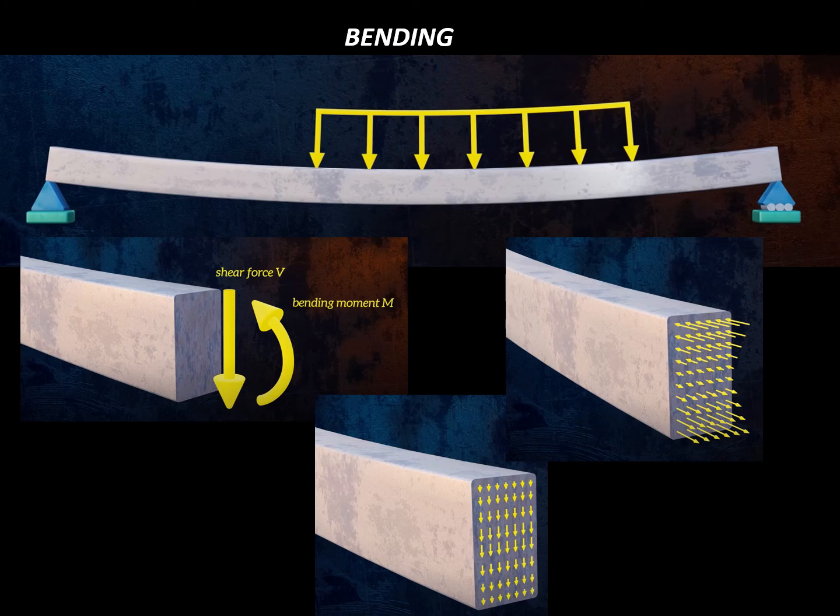So if you look at the arrows in this image, the ones on the bottom, they're moving longitudinally along the long axis of the beam. The ones on the bottom are moving to the right, but the ones on the top are moving to the left, so they're moving in opposite directions.